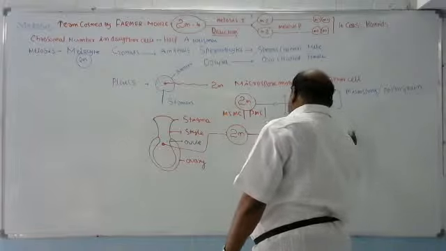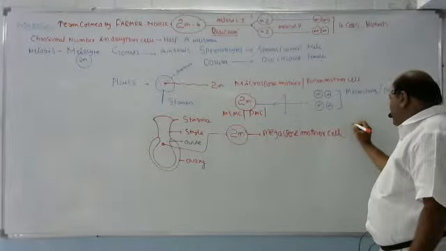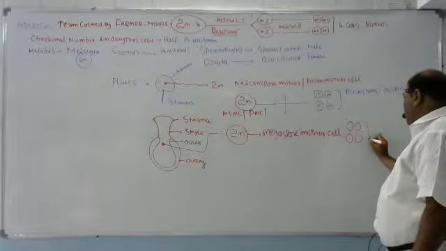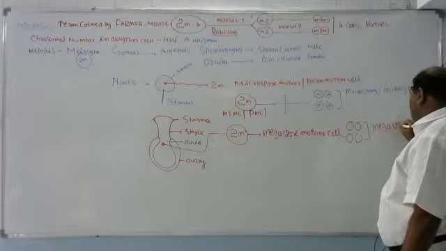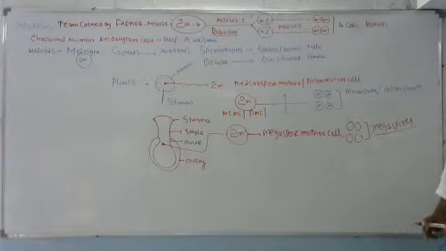That is called as megaspore mother cell. Once it is divided, here also we will get how many haploids? 4. Those 4 are called as megaspores.